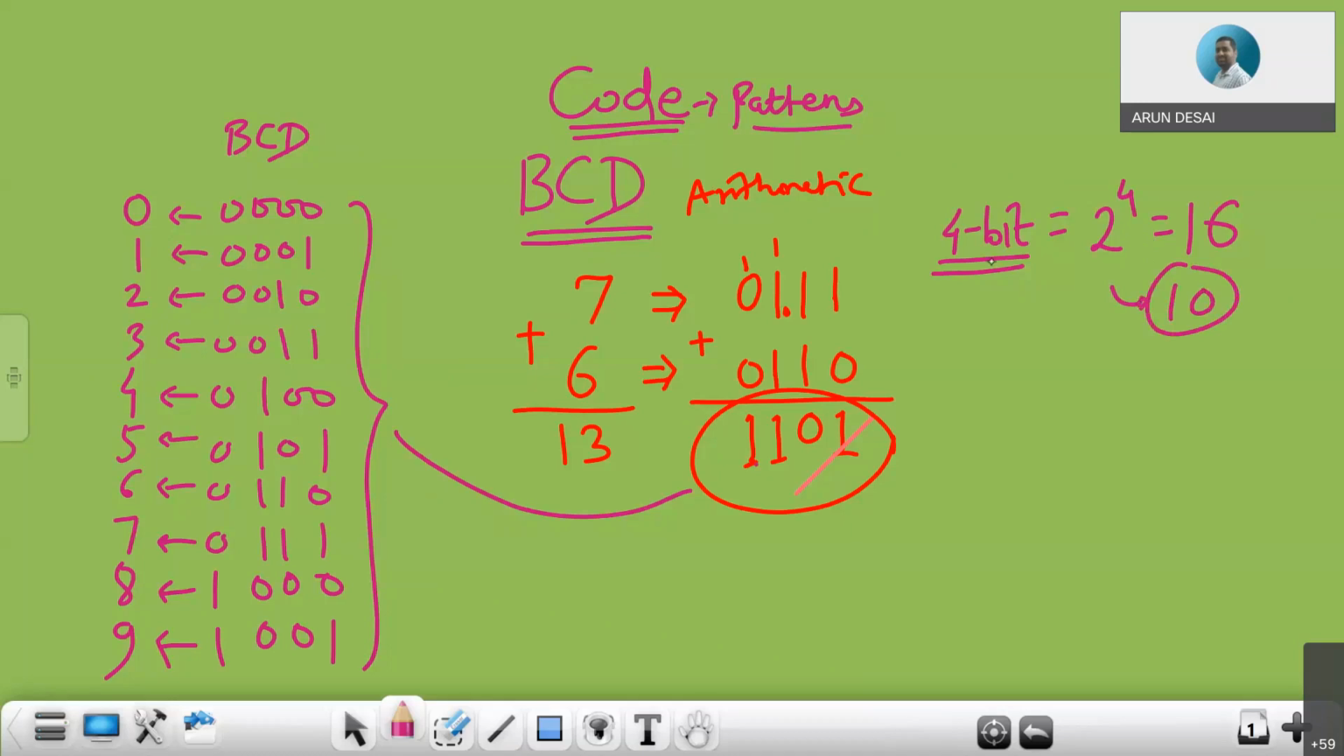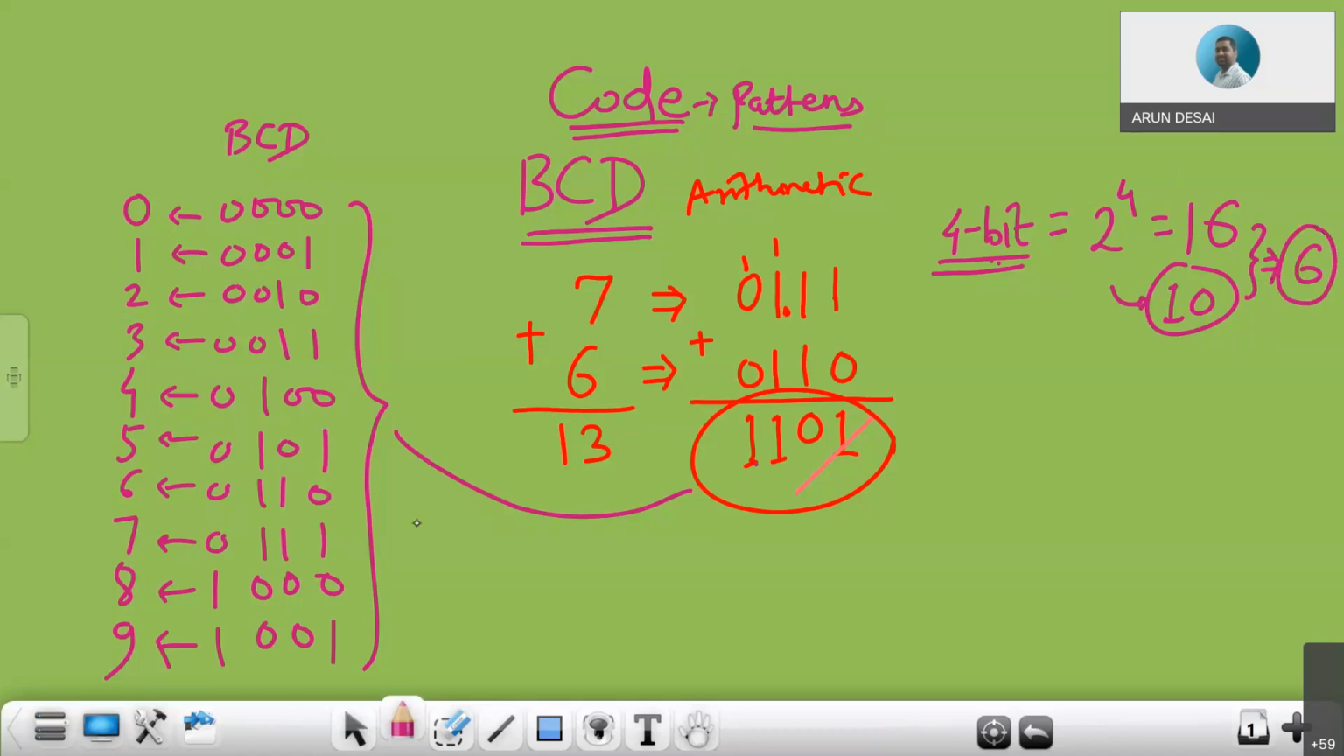But by rule it is a 4-bit pattern, so 2 raised to 4 is a total of 16 combinations. From that, we are using 10. So if we want to put all the results into those, we need to find the difference, and that difference should be added into the result. If we add that difference, the result comes into the correct form. The difference is 6. That difference we need to add.